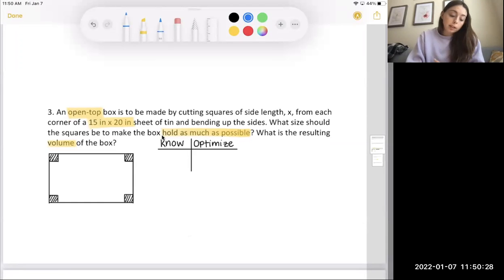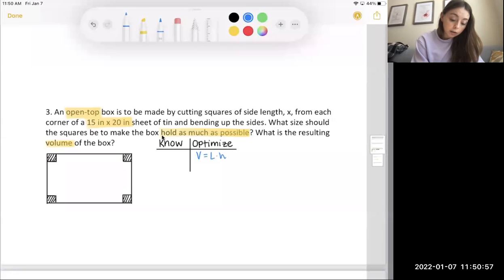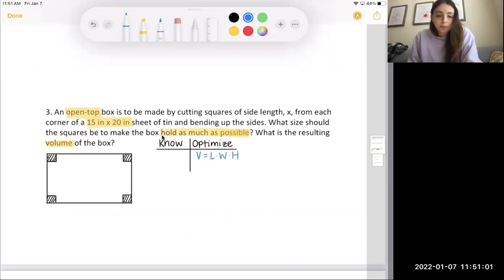So in this problem, it's saying we want the box to hold as much as possible. That means we want the biggest possible volume. So we're trying to optimize the volume. In other words, we're finding the maximum of the volume. Sometimes you need to find the minimum, but in this case, we're finding the maximum of the volume. And we know for a box, the volume is going to be length times width times height. So it's good to write down what you know you need to optimize.